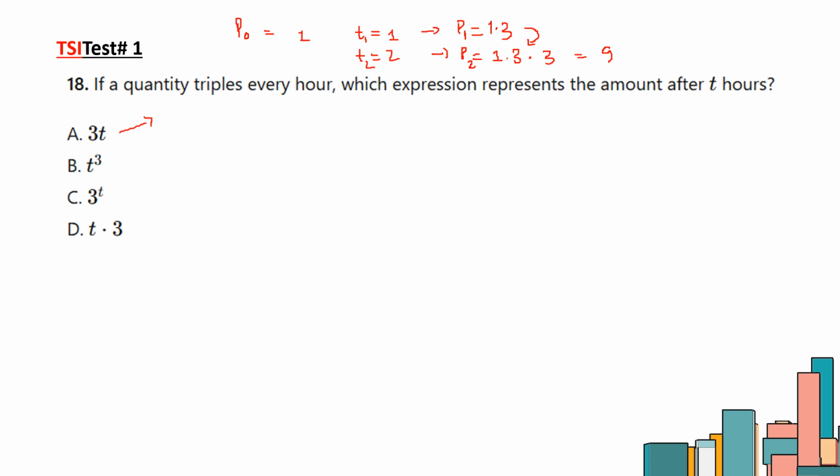So when t equals 1, your P will equal 3 times 1, which is 3. That's correct. Now check t equals 2. Your population will be 3 times 2.